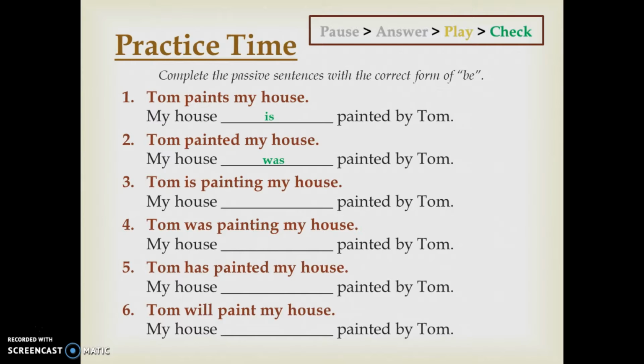Number 3, Tom is painting my house changes to my house is being painted by Tom. Number 4, Tom was painting my house is now my house was being painted by Tom. Number 5, Tom has painted my house changes to my house has been painted by Tom. And finally, number 6, Tom will paint my house is now my house will be painted by Tom. How did you do? Go ahead and write down the correct number out of 6 to see how you did.